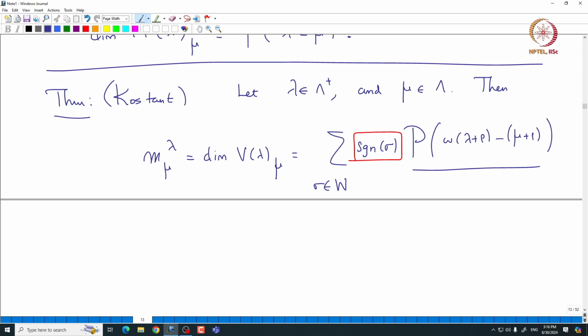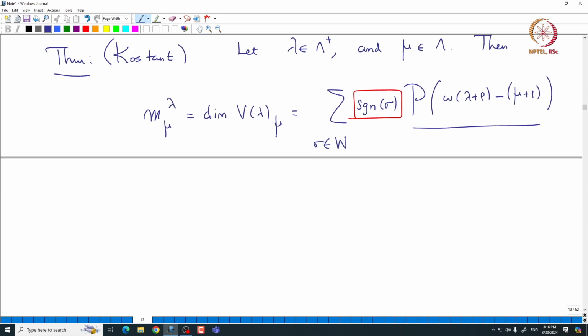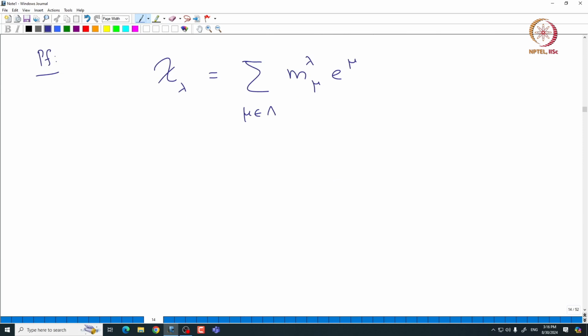Let us see how to prove this. This is indeed an immediate application of Weyl character formula. Let us set up the notation and then just rewrite the Weyl character formula, then we will get this. So, here is the proof. Start with chi lambda, which is by definition the summation of m lambda mu e power mu, where mu comes from capital Lambda. This is all just formal computation. Note that S rho inverse is nothing but e power minus rho times 1 divided by the product of 1 minus e power minus alpha, alpha in Delta plus.